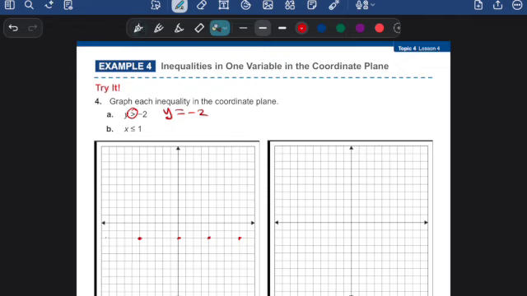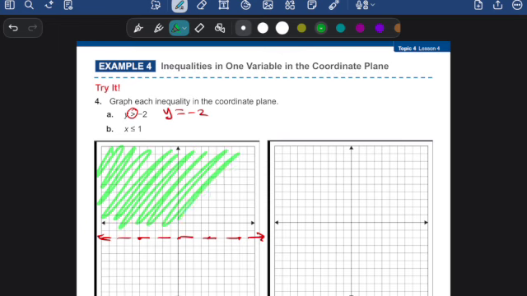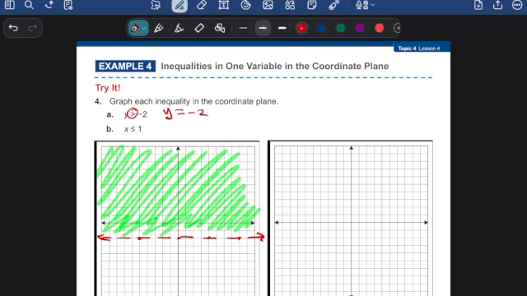And since it's greater than, but not equal to, these are going to be a dotted line, so not solid line at negative 2. Greater than is everything above that line, so then we would shade above. Don't forget to shade, and don't forget to check if your line is solid or dotted when you're doing inequalities. Okay, let's do the next one.